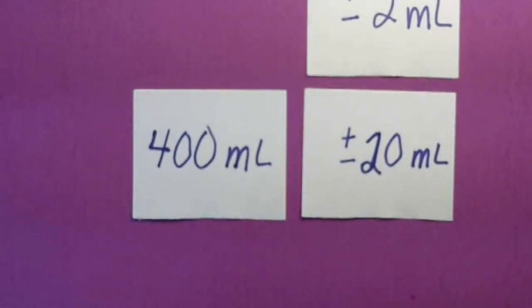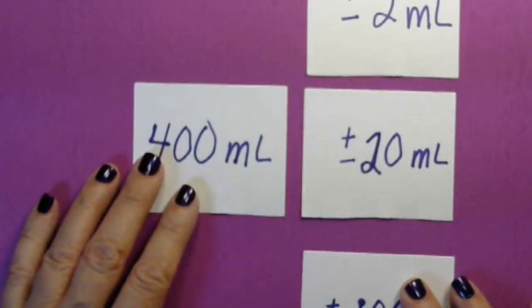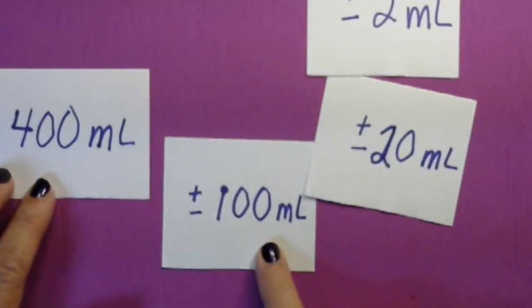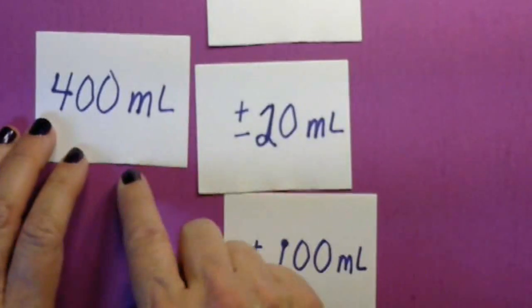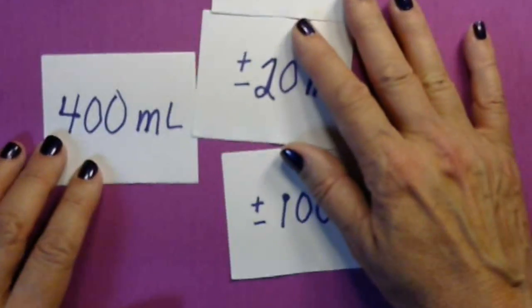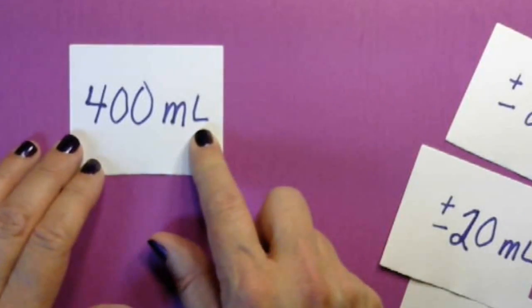What if it was plus or minus something like 100 milliliters? They would have still written the number like this. So I don't know. Is it plus or minus something in the ones place? Is it something plus or minus in the tens place? Or is it something plus or minus in the hundreds place? When it's a multiple of 10 like this, I don't know.